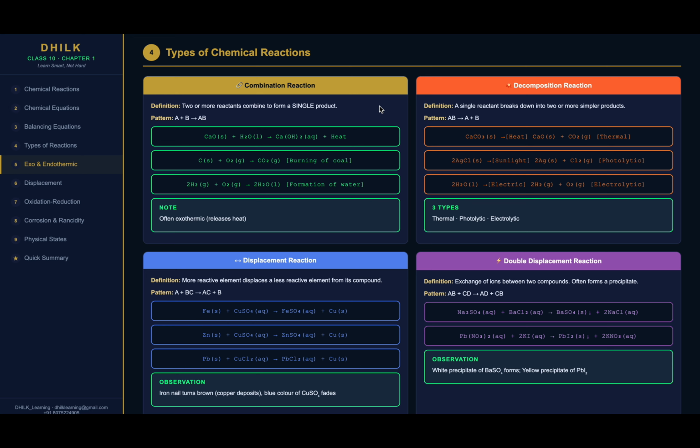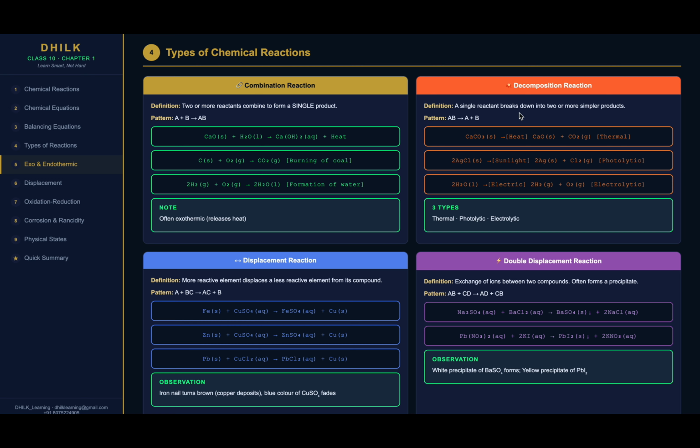Okay, now we can move to the next reaction, the decomposition reaction. What is a decomposition reaction? It is a reaction in which a single reactant breaks down into 2 or more simpler products. So this is just the opposite of a combination reaction. What was a combination reaction? 2 or more reactants combine to form a single product.